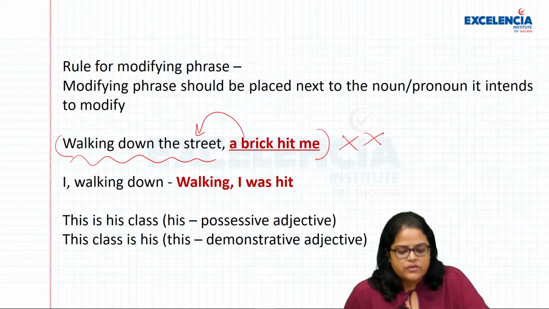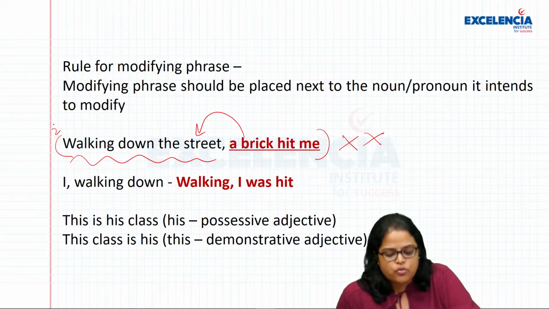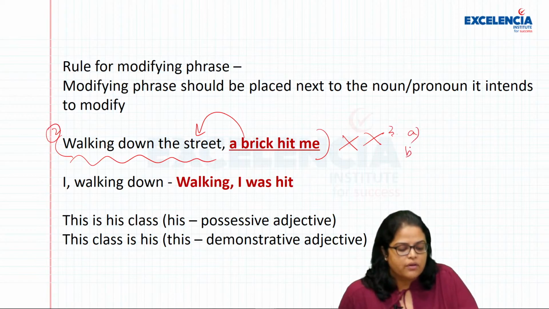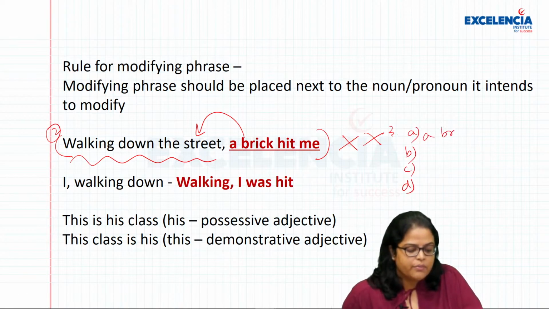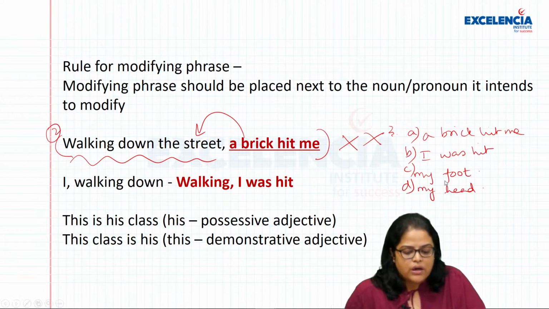So what they can give is a phrase, walking down the street, followed by a brick hit me. Suppose they mark it as question number 2. Against question number 2, you'll have options given. Option A would probably be a repetition: a brick hit me. The next option could be I was hit by a brick. The next option could be my foot fell on a brick, or my head fell on a brick.